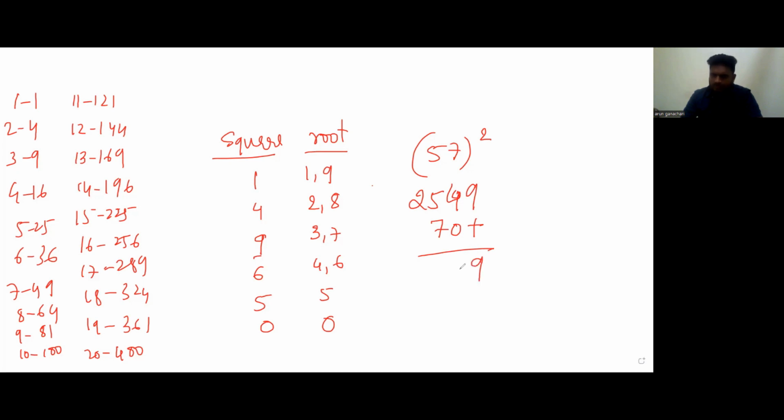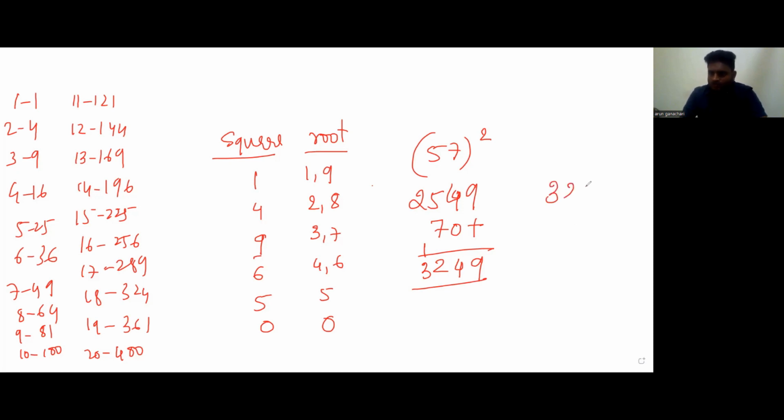So the result is 3249. 5 plus 7 is how much? 12. Getting this? Now we'll find the square root of this number, because we have found the trick to find the square root.